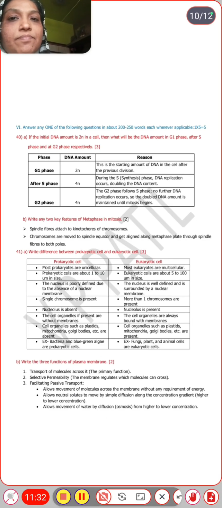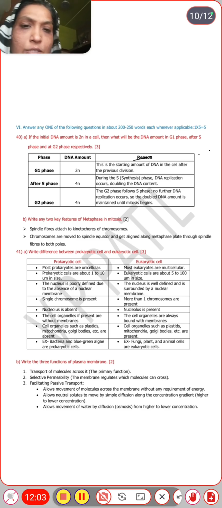Next, the initial DNA amount is 2N in a cell; what will be the DNA amount in G1 phase, after S phase and G2 phase respectively? G1 phase is 2N, after S phase is 4N, G2 phase is 4N. See here I have given. Note down all those things. If you want, write any 2 key features of metaphase and mitosis and difference between prokaryotic and eukaryotic cells.